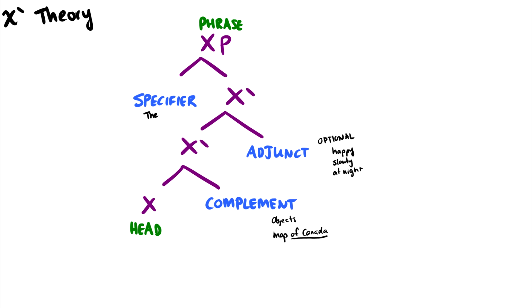Finally, the head of a phrase. So if you have an XP, then the head is the X. So if we have a noun phrase, an NP, the head is a noun. If we have a verb phrase, a VP, the head is the verb.